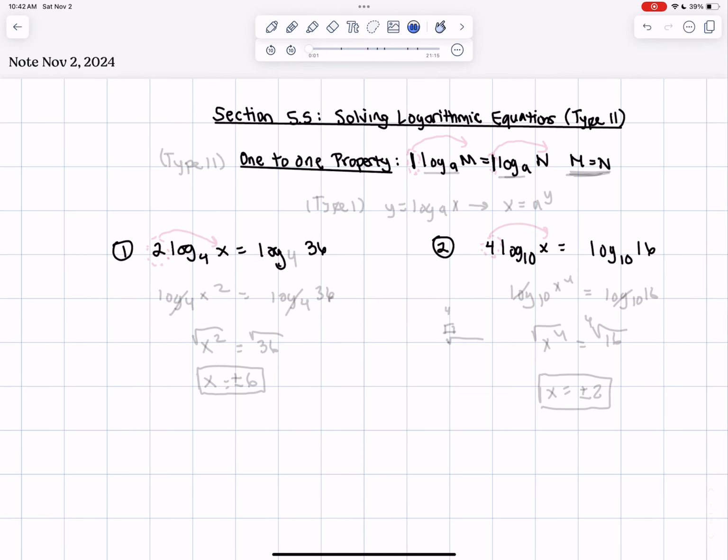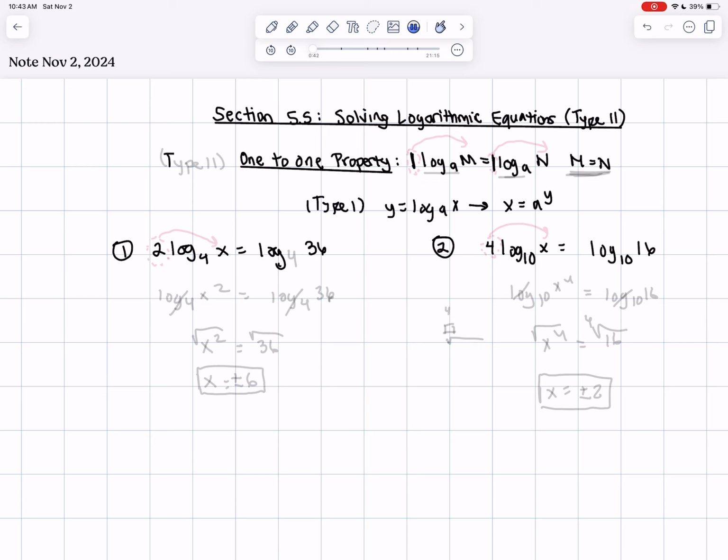This is section 5.5, solving logarithmic equations, type 2. So we're going to be looking at and reviewing again what type 1 logarithms were. So we had this property, y equals log base a of x, which is equivalent to x equals a to the y. So for logarithmic type 1, you can see that we were putting it in an exponential position, and we're going to do a similar way of doing that in type 2.